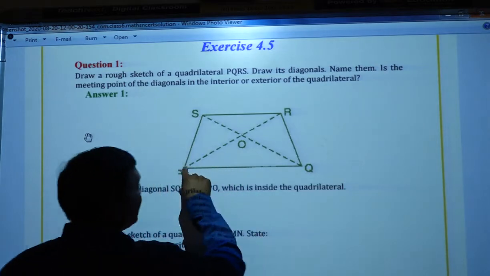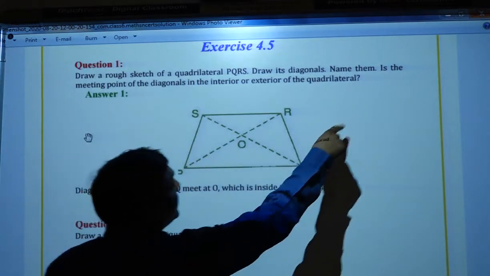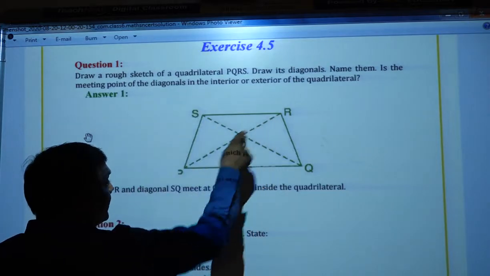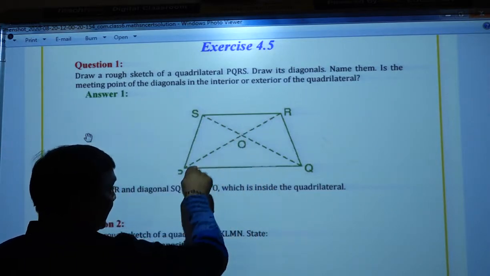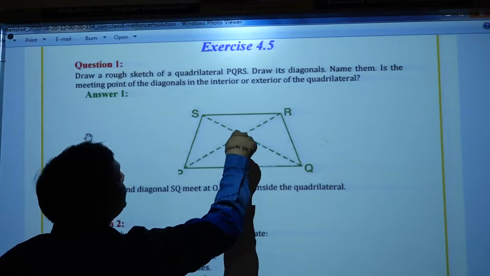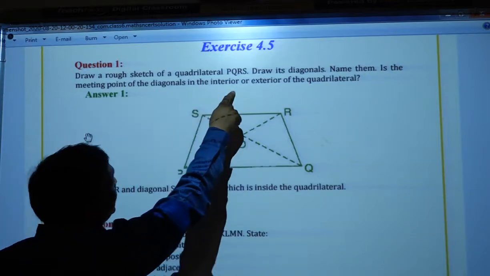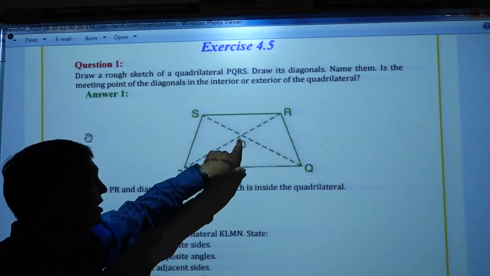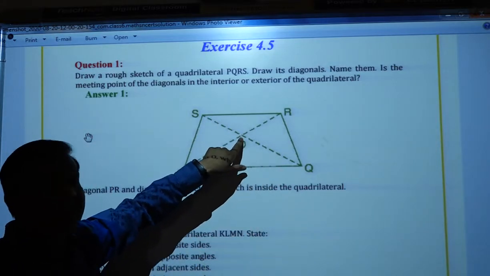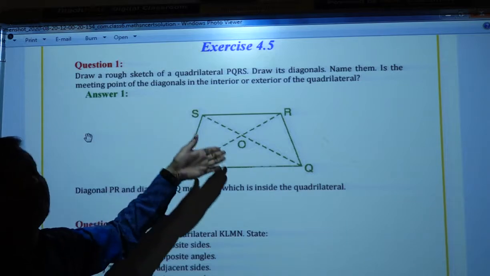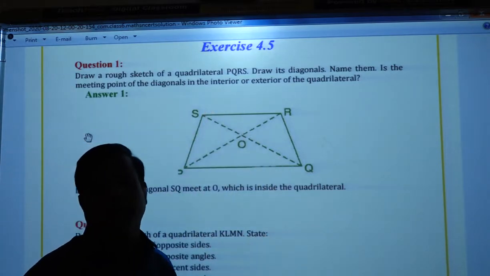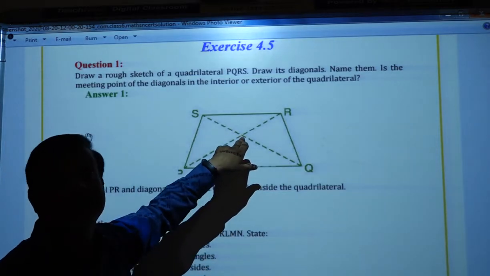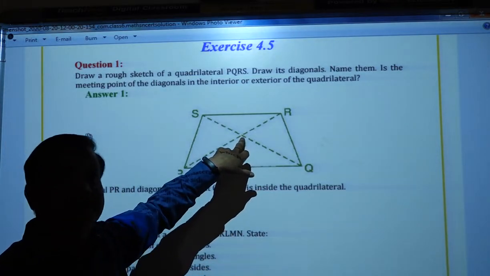Name them. Already we have PR and SQ. Name the meeting point of the diagonals. This line and this line meet inside. Is the meeting point of the diagonals in the interior or exterior of the quadrilateral? They are asking whether the meeting point is inside or outside. So definitely, when diagonals are drawn in a quadrilateral, the diagonals' meeting point is in the interior part of the figure.